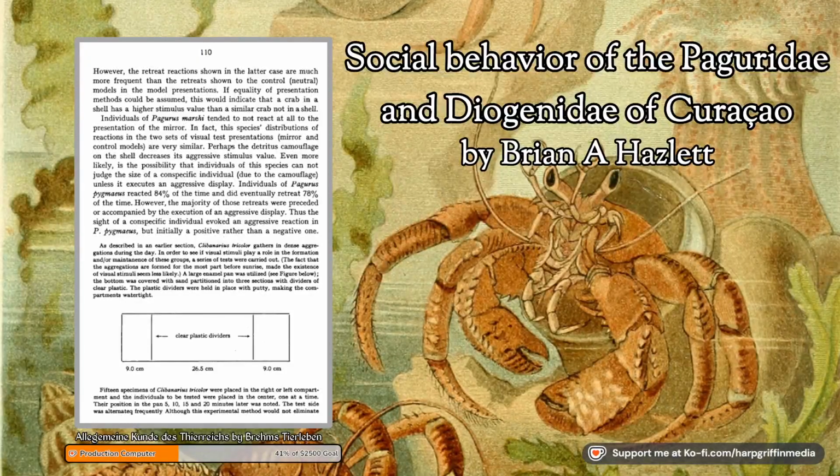Individuals of Pagurus pygmaeus reacted 84% of the time and did eventually retreat 78% of the time. However, the majority of those retreats were preceded or accompanied by the execution of an aggressive display. Thus, the sight of a conspecific individual evoked an aggressive reaction in P. pygmaeus, but initially a positive rather than a negative one.